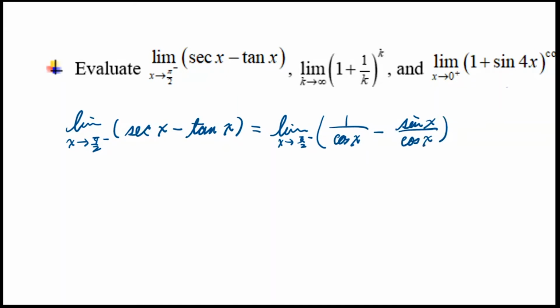Do you see it yet? Where am I going with this? I'm going to find the common denominator, which is cosine of x. Good. Let's check. If I substitute pi over 2 in the denominator, that becomes 0. If I substitute pi over 2 here, then it becomes 1 minus 1, which is 0. We have achieved 0 over 0 now, haven't we?